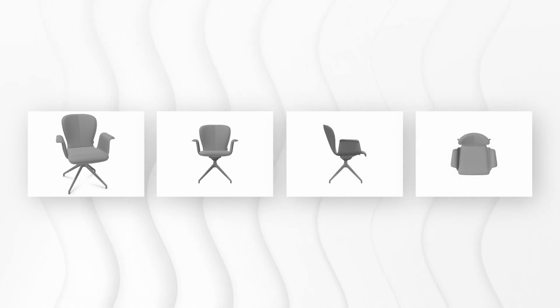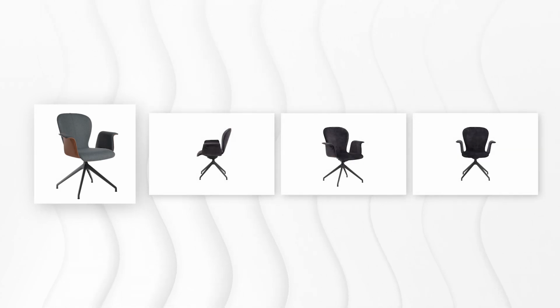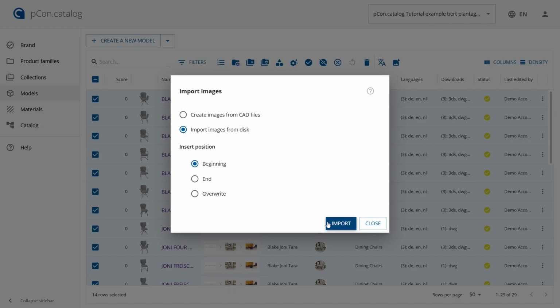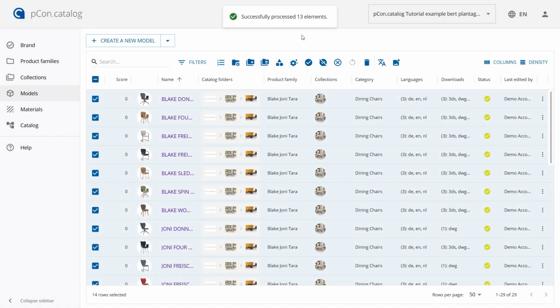Which option is best for you depends on your use case. If you're adding more perspectives, choose beginning or end. If you're replacing outdated images, use overwrite. After the import, the images are automatically linked to the appropriate catalog entries and will immediately appear in the preview. The modified entries are now marked with the status draft.